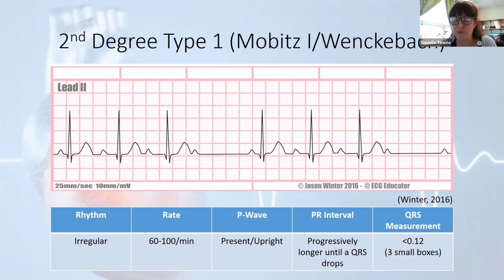So the phrase that we use to remember this is longer, longer, longer, drop. So PR interval, normal. Longer, longer, P wave, nothing after it. It took so long to get through that it never actually got through. Now it starts over again. Normal, longer, longer, drop. So longer, longer, longer, drop. Then you've got the Wenckebach. It's silly, but it works.